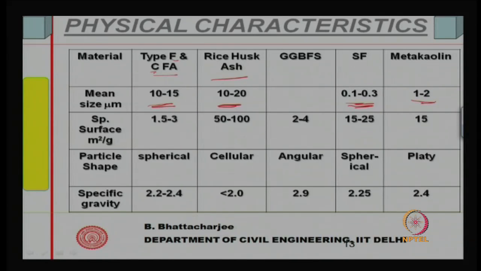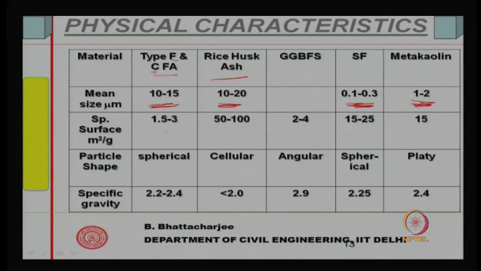Metakaolin, which I said was a calcined clay, kaolin clay heated to 700 or 800 degree centigrade and then rapidly cooled, can have a size of 1 to 2 micron. So, these are all in micrometer mean size. You can see the finest one is the silica fume, and the coarsest would possibly be rice husk ash or fly ash.